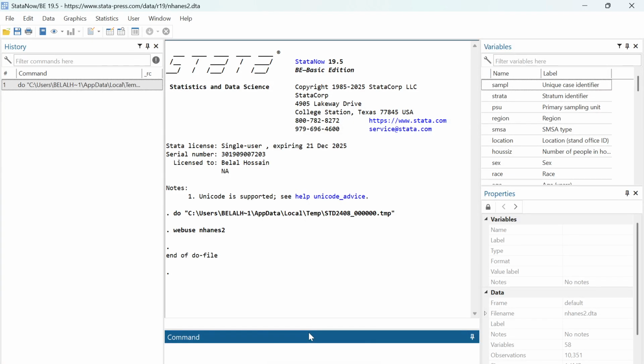In today's tutorial, I'm going to demonstrate how to produce a correlation matrix and interpret a correlation matrix in Stata. In order to do that, I have already loaded my data in the Stata interface. So what I do now is talk about correlation coefficients or the correlation matrix.